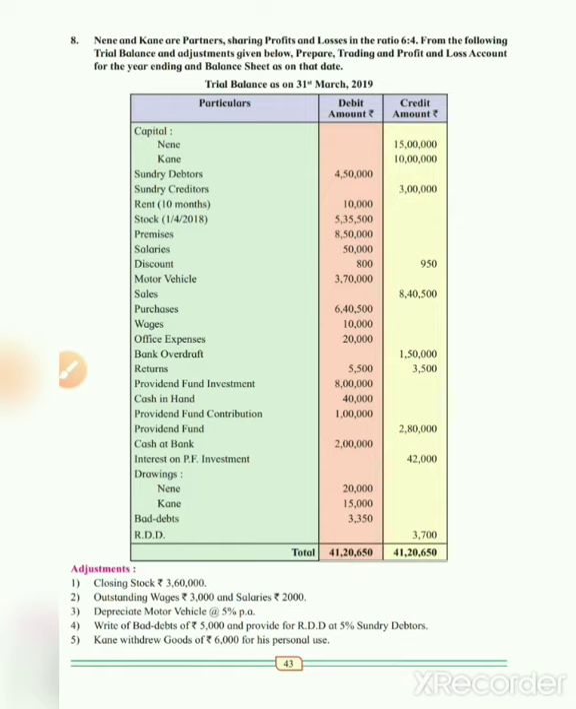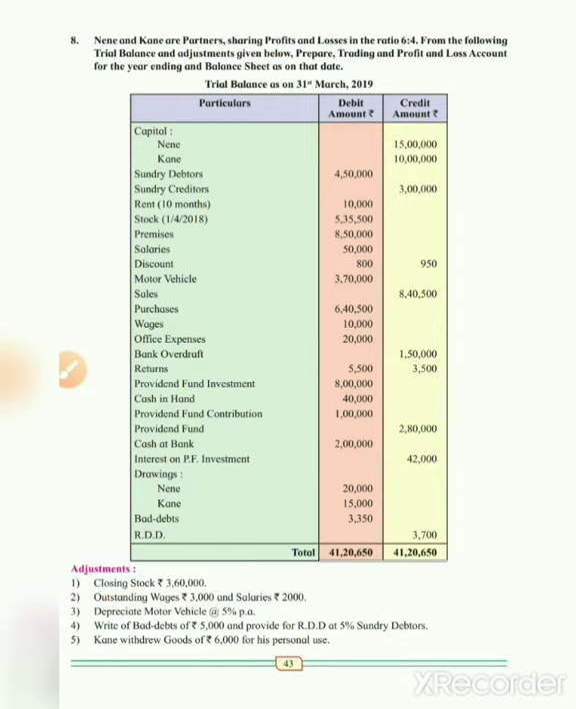So firstly, the capital balances of partners are given to us. We will have to write those balances on liabilities side. Nene rupees 15 lakh, Kane rupees 10 lakh. Then next, sundry debtors will be written on asset side, sundry creditors on liability side. Rent for 10 months. In previous problem also we have seen such kind of hidden adjustment. Actually this is only the rent, not factory rent. It means it is our indirect expenditure, hence will be recorded on debit side of profit and loss account.